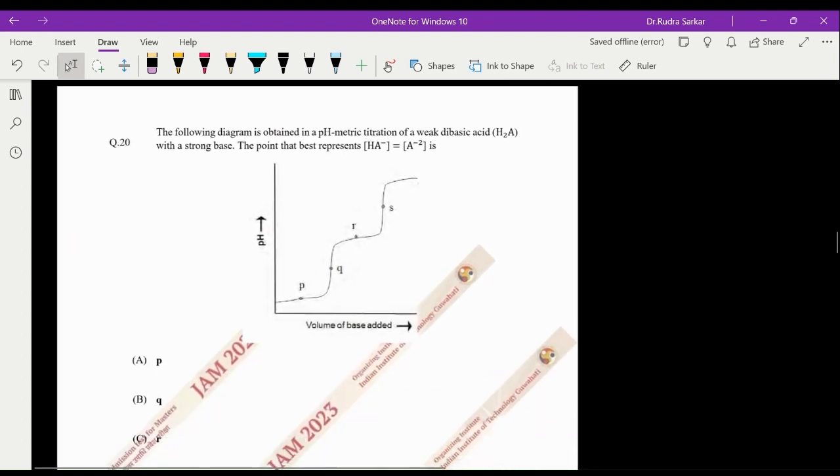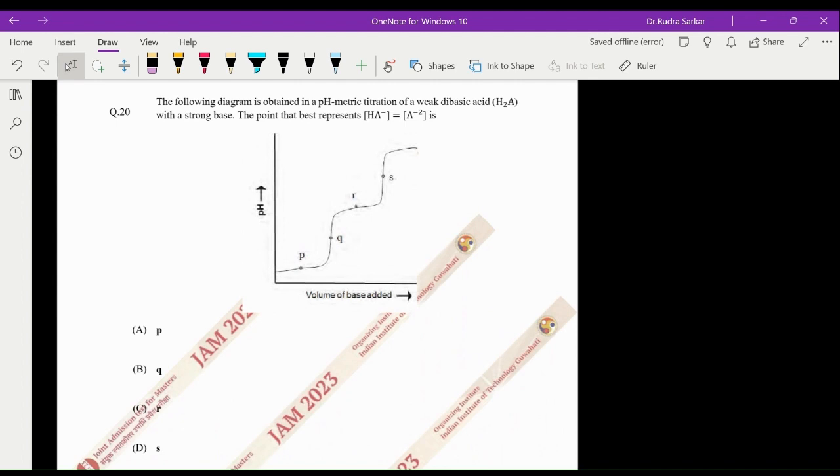Now the following diagram is obtained in a pH metric titration of a weak dibasic acid with a strong base. The point that describes concentration of HA minus equals A2 minus will obviously be this point, which is R. So the answer will be C.